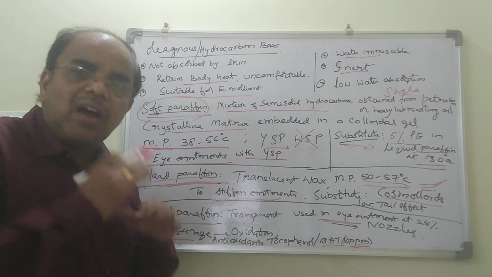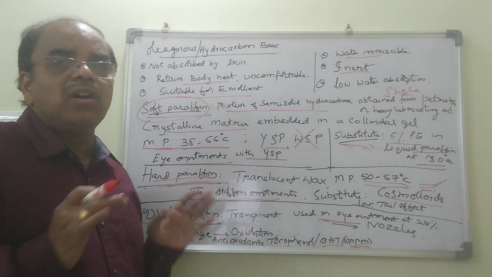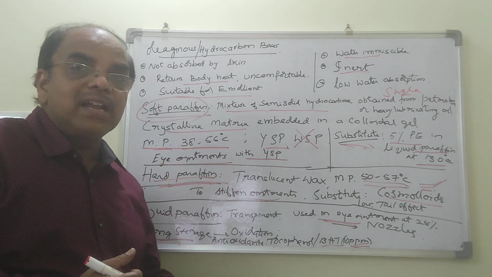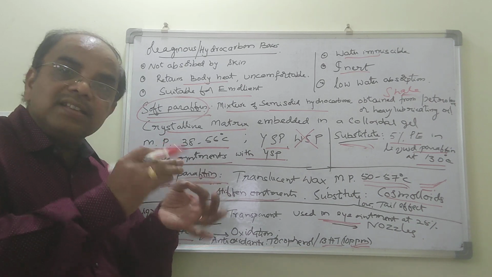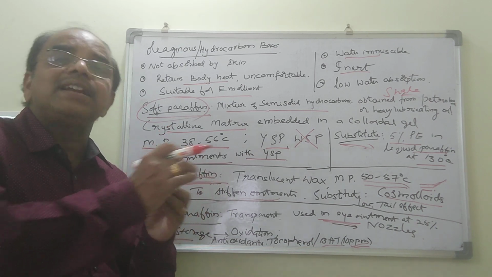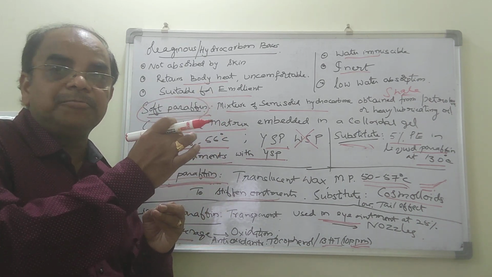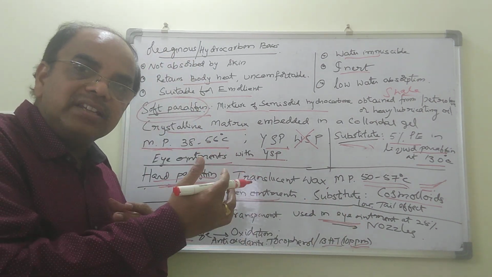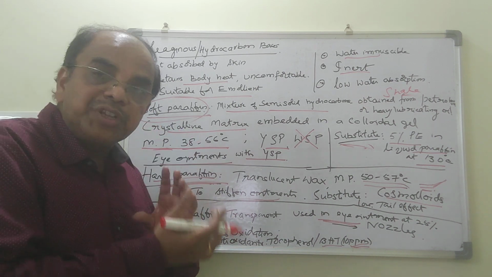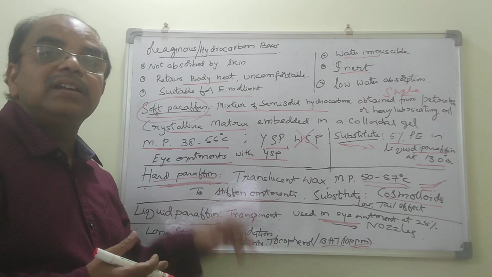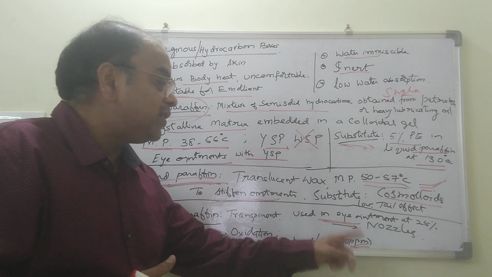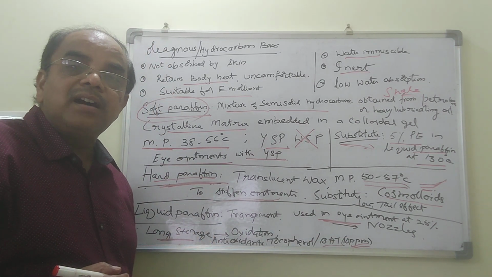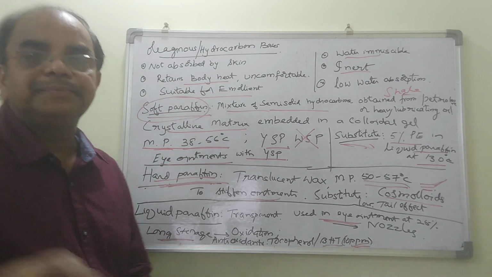Basically, we use the soft paraffin in the preparation of the eye ointment. 25% of the soft paraffin is substituted with the liquid paraffin so that it has some consistency. It comes out easily from the eye ointment nozzle. So to increase the extrusion capacity from the nozzle, we can substitute 25% of the yellow soft paraffin with the liquid paraffin. So these are the various hydrocarbon, or I can say oleaginous, bases.